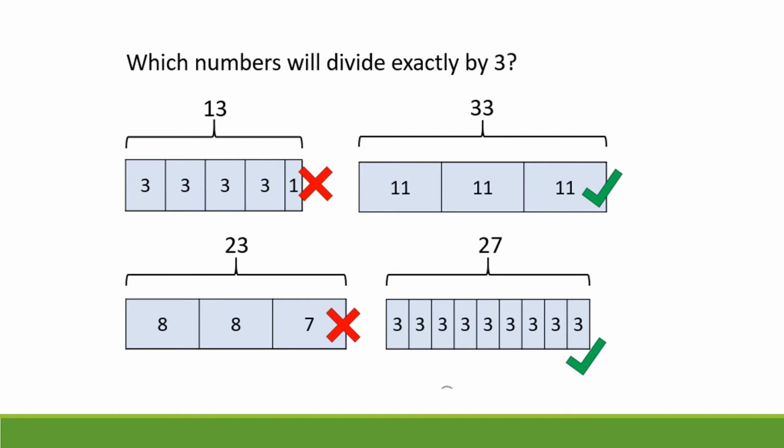Let's have a look at number 27. Let's count on in threes. 3, 6, 9, 12, 15, 18, 21, 24, 27. Yep, 27 will divide exactly by 3, because 9 times 3 is 27. Did you get those correct?